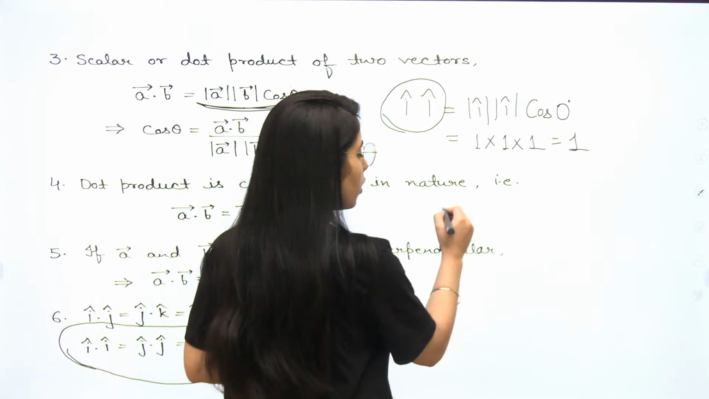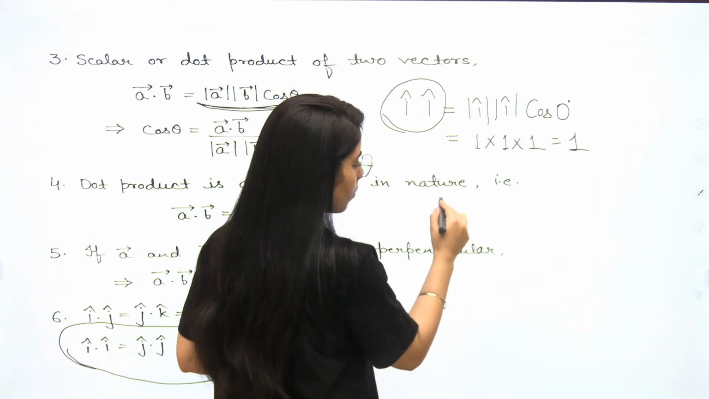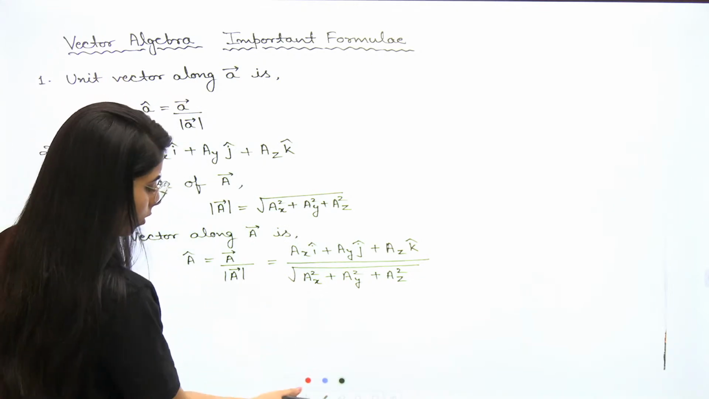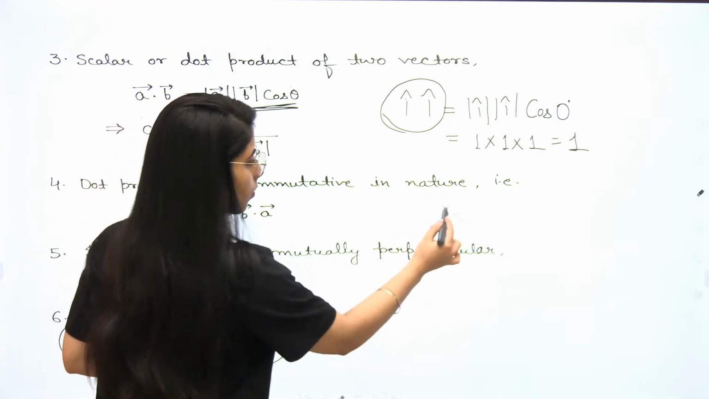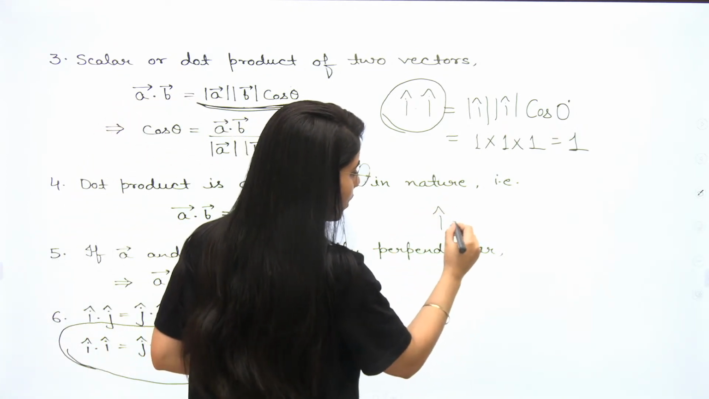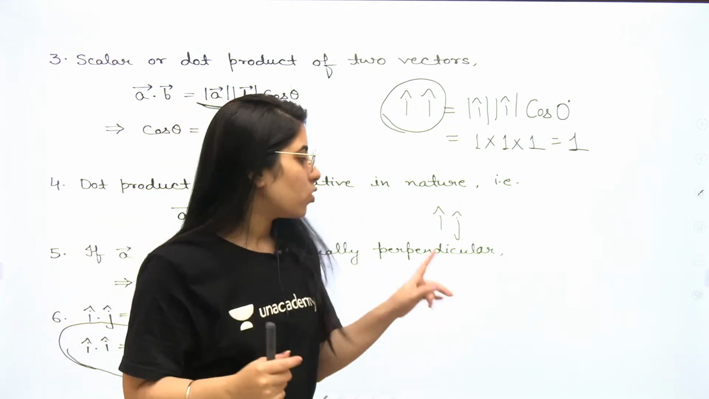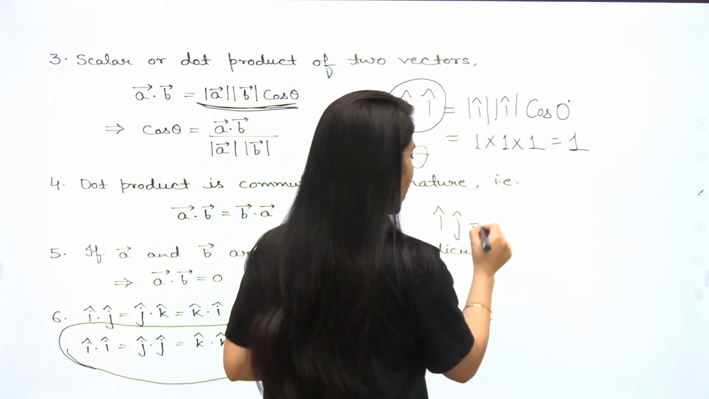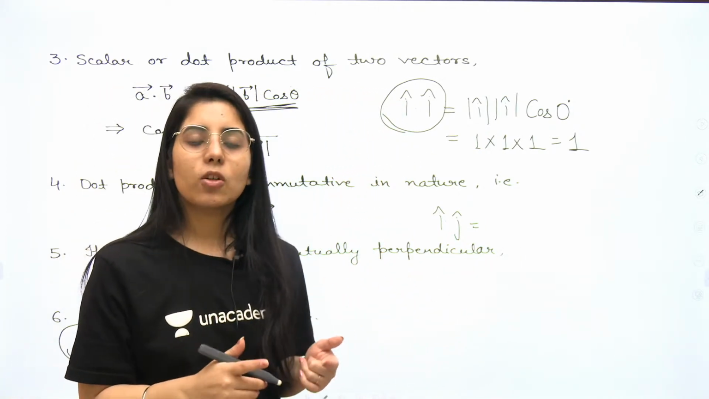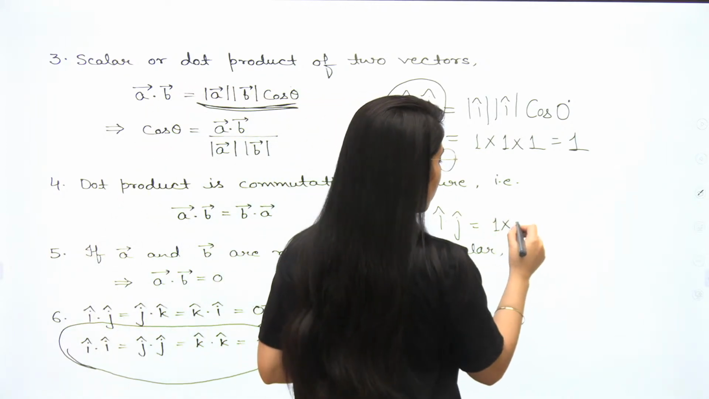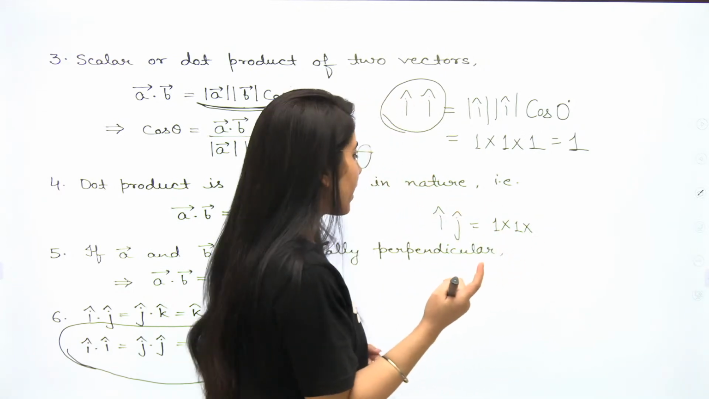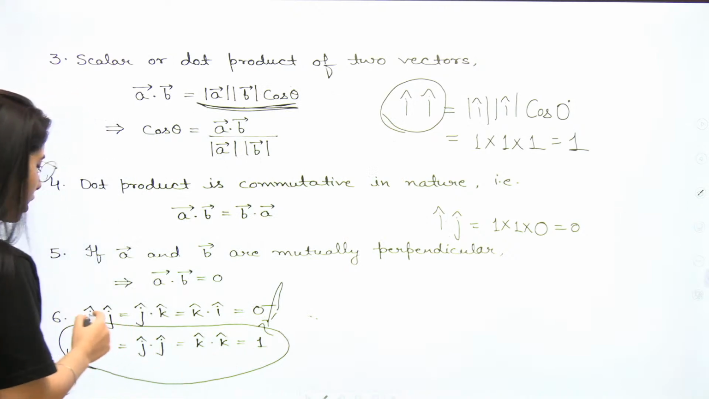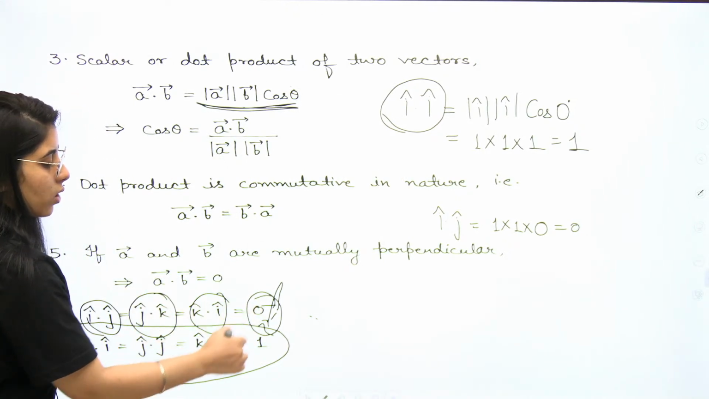If you consider the dot product of i cap with j cap, i cap means along the x-axis, j cap means along the y-axis. What will be the angle between them? 90 degrees. Also, what will be the magnitudes of i cap and j cap? Since they are unit vectors, their magnitude will be 1. So 1 into 1, the magnitudes, into cos 90 degrees, because i and j have an angle of 90 degrees between them. So cos 90 degrees is 0. It will always be 0. So the dot product of any one unit vector with a different one will always be equal to 0.